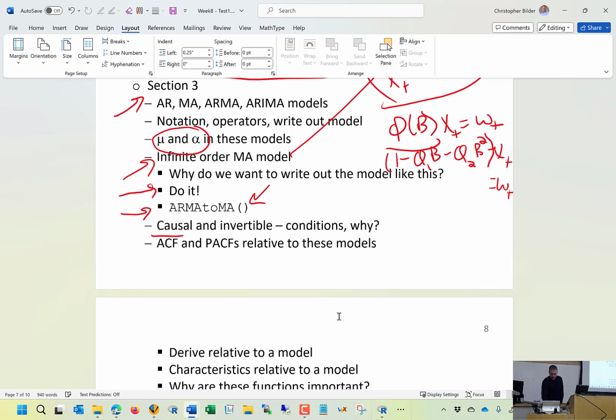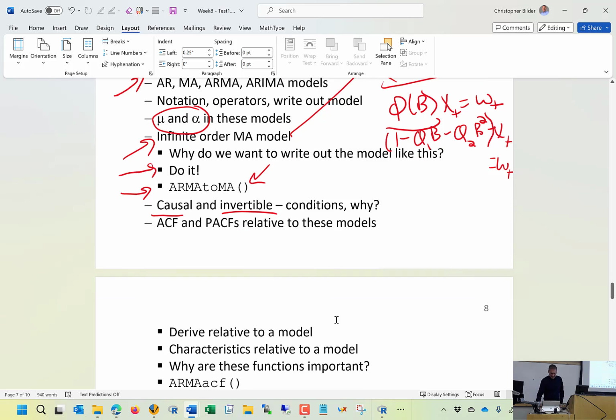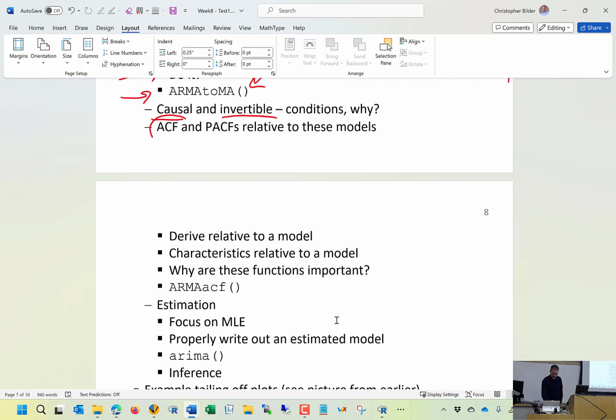We talked about causal models, invertible models. We've spent a lot of time focusing on how the ACF and PACF can be helpful tools to understand what's an appropriate model for time series data. So make sure you understand these characteristics that we look for. If you remember, there was a nice table that summarized what should happen in terms of the tailing off to zero, the cutting off to zero.